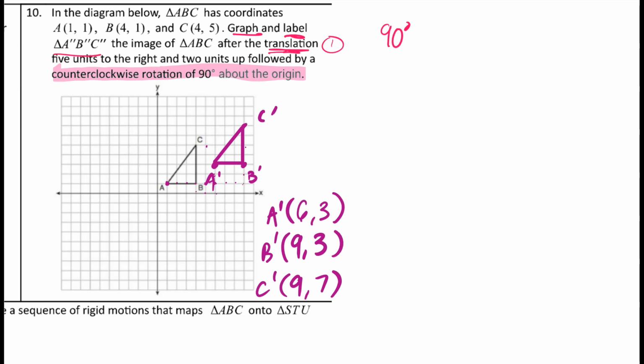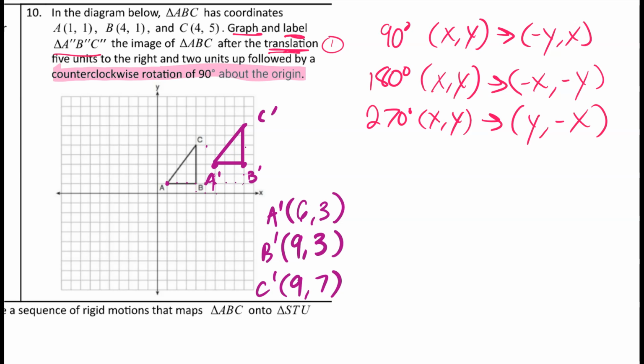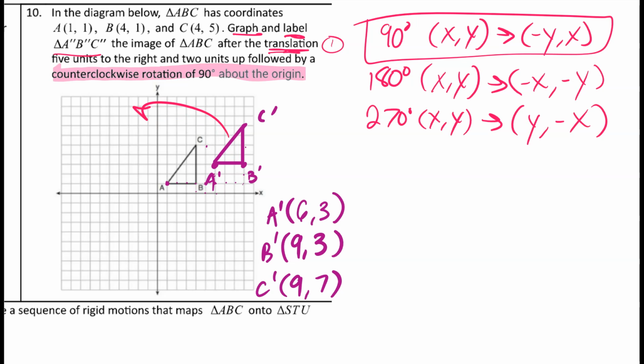Remember that a 90 degree rotation is going to take a point x, y and send it to negative y, x. Just as a reminder, for 180 degrees, that's going to be negative x, negative y. And for 270, that takes a point and changes it to y, negative x. But the one I care about is 90 degrees right there. You could always turn your paper 90 degrees and try to visualize if you're going in the counterclockwise direction, your triangle should look something like that over in the second quadrant by the time you're done with it.